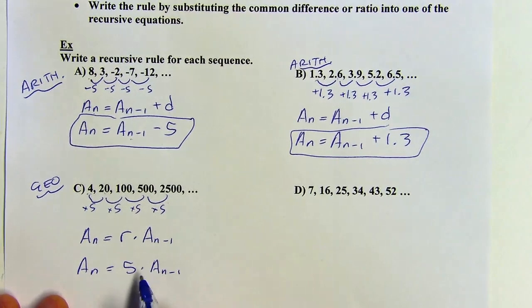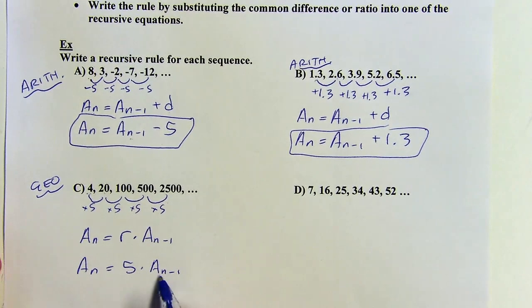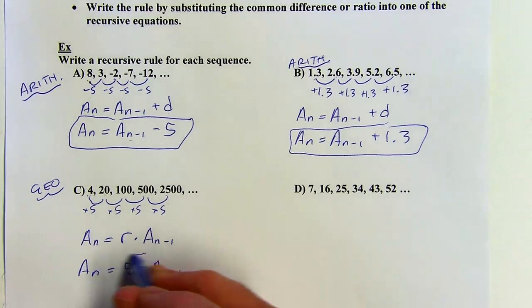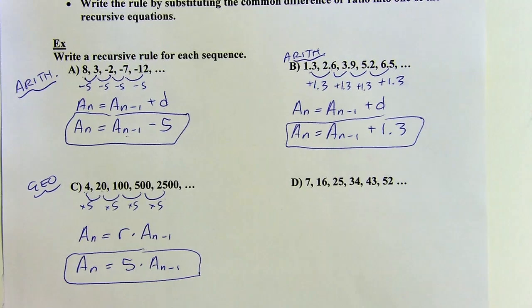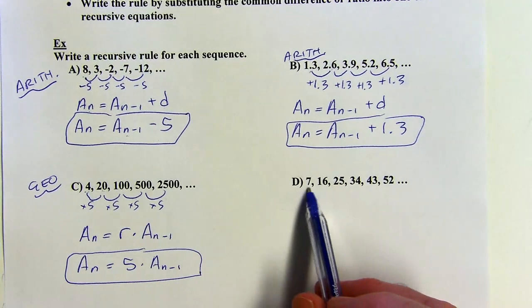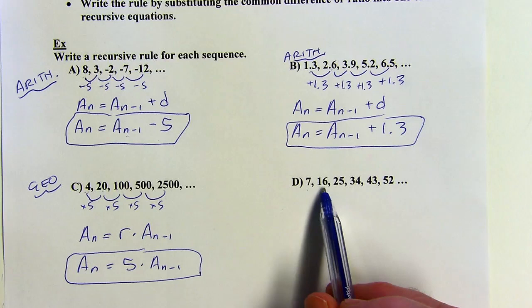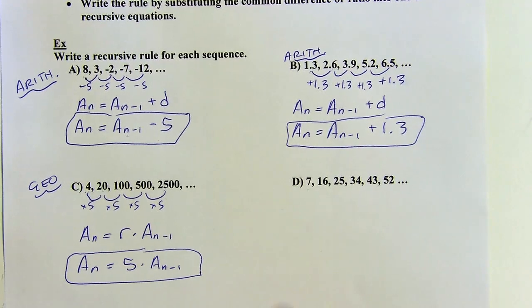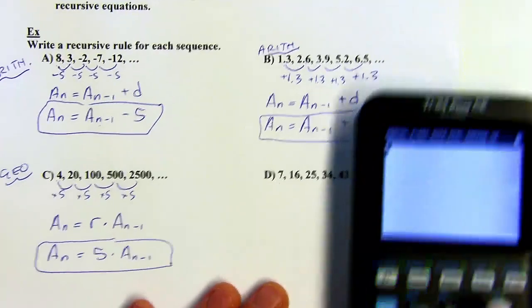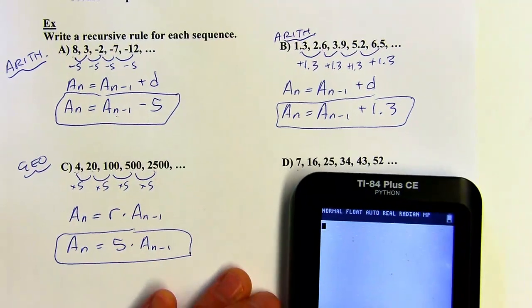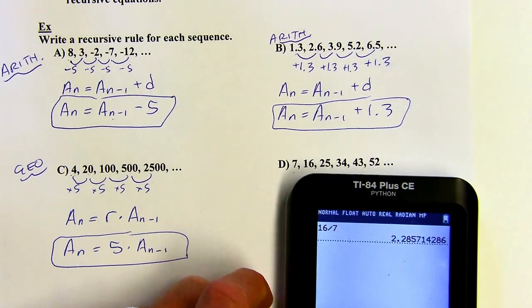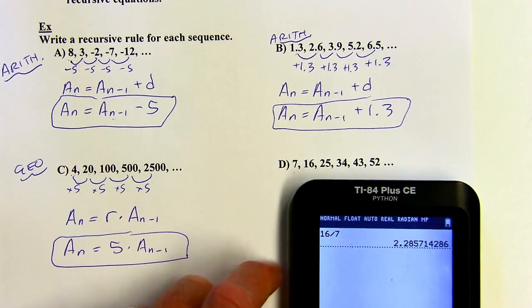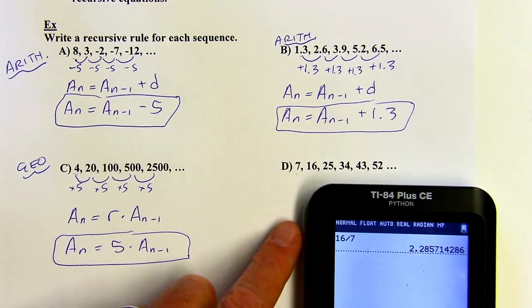You could write this without the little dot because 5a sub n minus 1 would also mean you're multiplying. But either way, it doesn't matter. Okay. And then this next one, let's see, 7 times something is 16. Well, that's not going to be an even number, but let's just try it out. Let's see what our ratio is going to be to get from 7 to 16, I'm going to divide. Okay, it's like 2.2857, something like that.